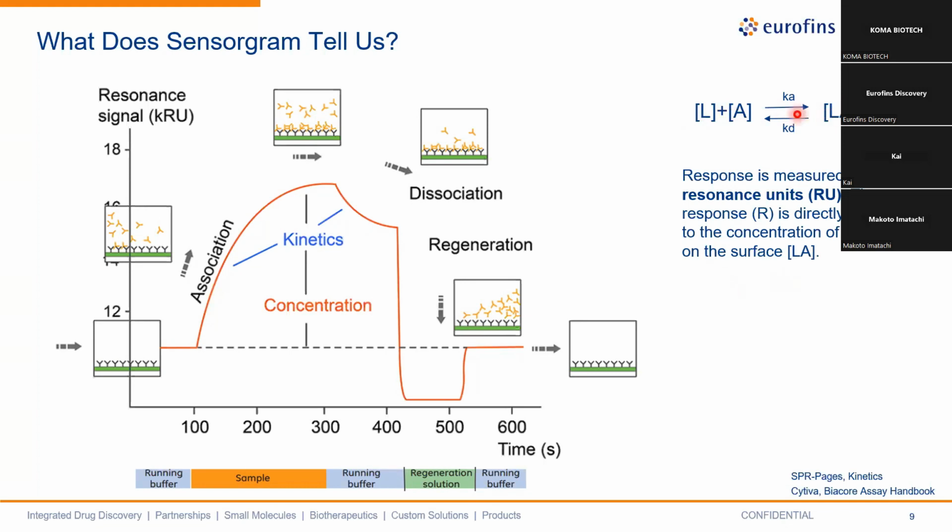For this direction, we call it association, and we use the association constant, small ka. And for this direction, it's also ongoing. The complex will dissociate into the ligand and free analyte. We call this the dissociation process, and it's governed by small kd, the dissociation constant. Okay, so ka and kd, we also call k-on and k-off. They are the intrinsic kinetic constants related to this binding reaction.